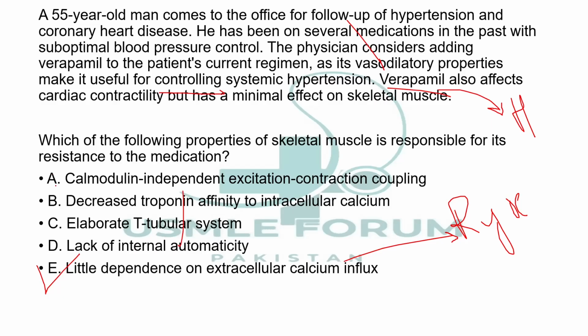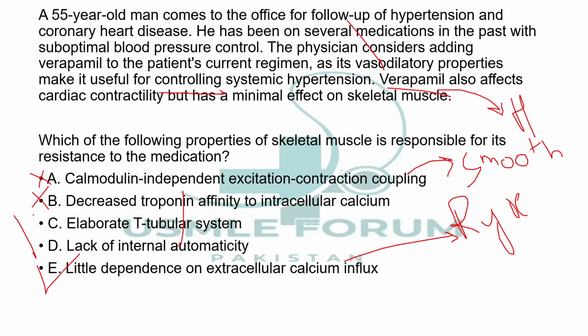The calmodulin independent excitation contraction coupling. This is the wrong answer because this is in smooth muscles. Smooth muscles, all right. Just remember that. It's present in smooth muscles. Decreased troponin affinity. And that is wrong because troponin affinity is not affected. It is the same in both of the muscles, the cardiac and the skeletal muscle.